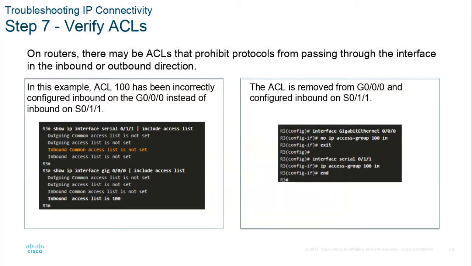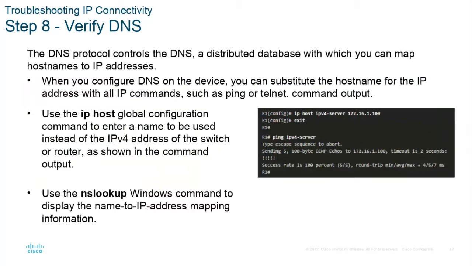Okay, on routers, we want to make sure the access control lists are proper. If they're improperly configured, or not bound to a particular network in the right direction, they're going to cause a problem. In this case, the configuration on the left was improper. The configuration on the right has been properly fixed up.